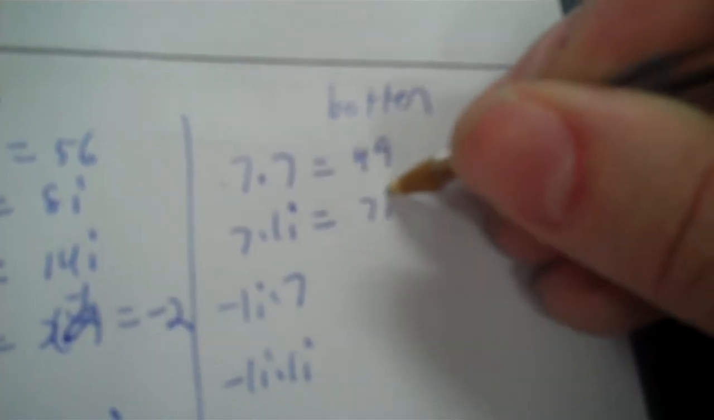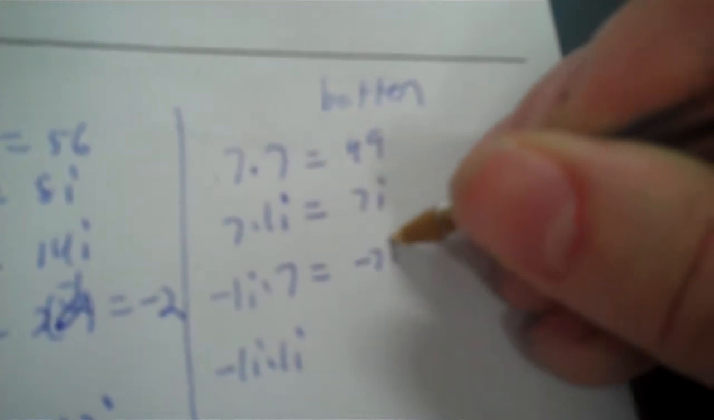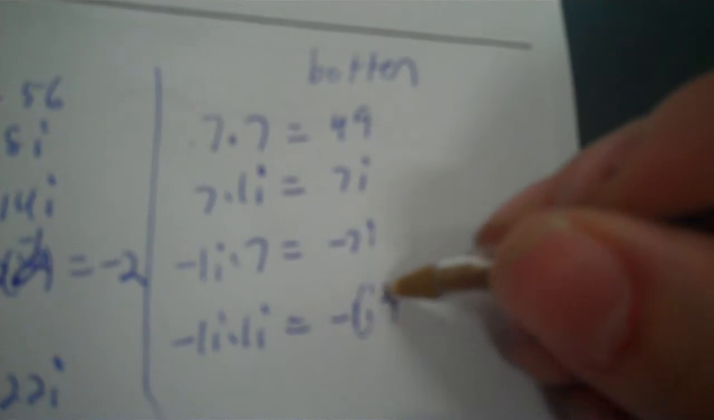So that's 49, 7i, negative 7i, and negative 1i to the second. Okay, so the i to the second is replaced with negative 1. Negative 1 times negative 1 is positive 1. So I combine the 49 and the 1, and that makes 50.